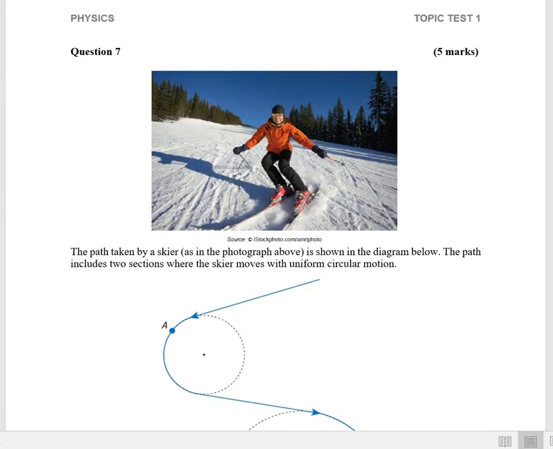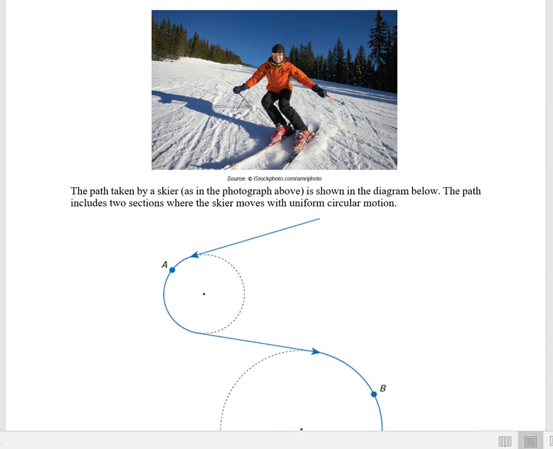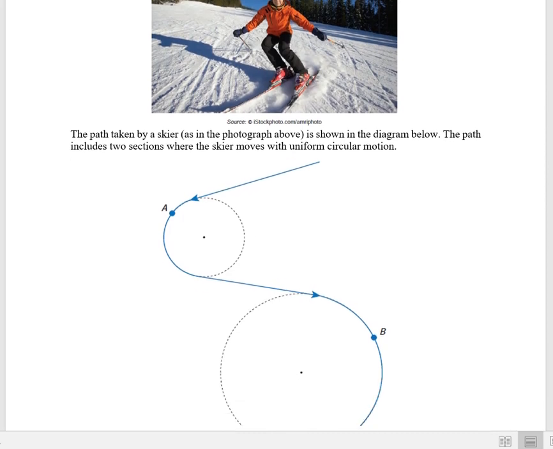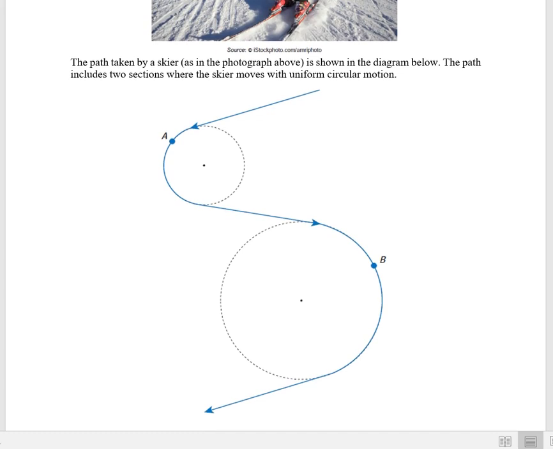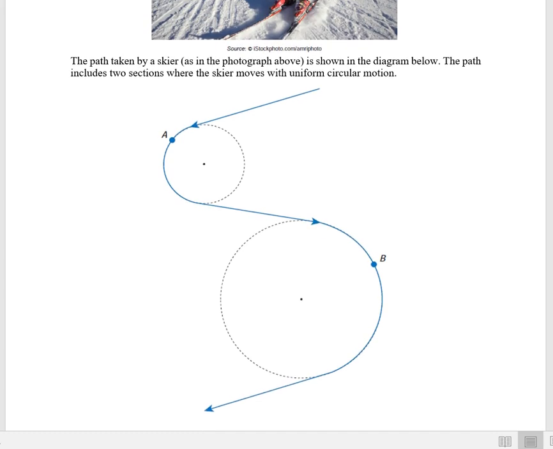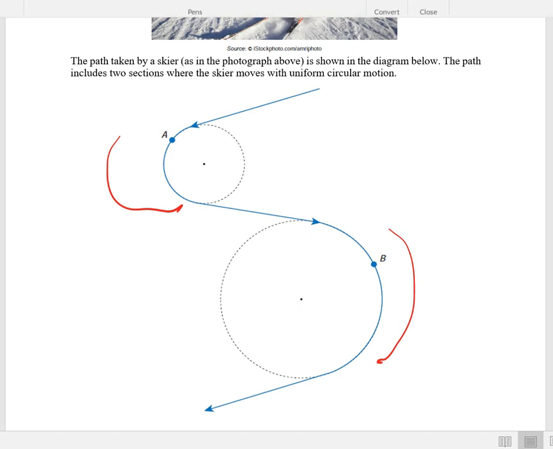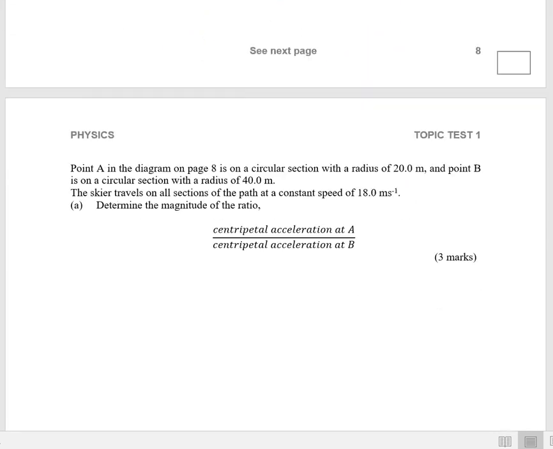Okay, question number 7. The path taken by a skier is shown in the diagram below. The path includes two sections where the skier moves in uniform circular motion. Two paths over here, you can see the two circles, circle number 1, circle number 2. Uniform circular motion means the speed is constant.